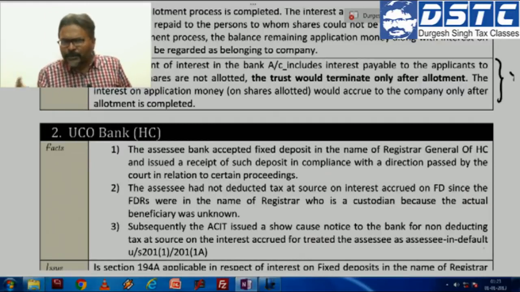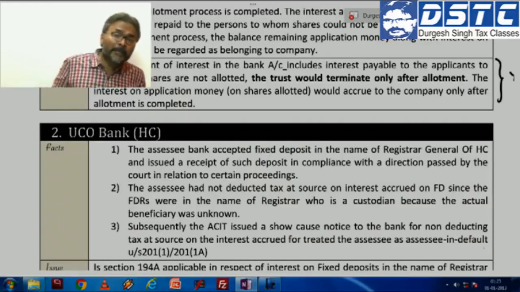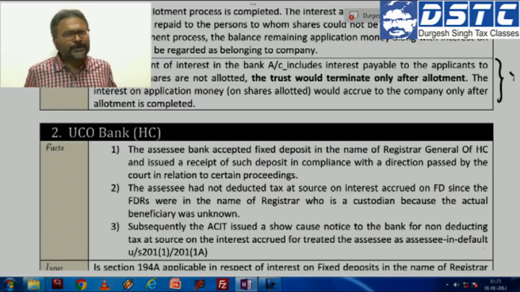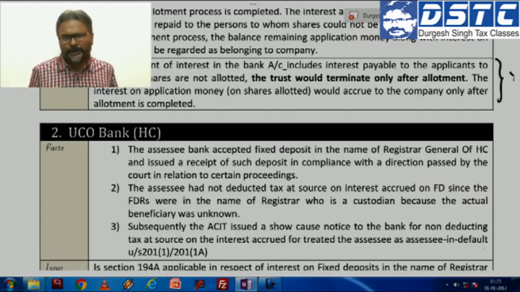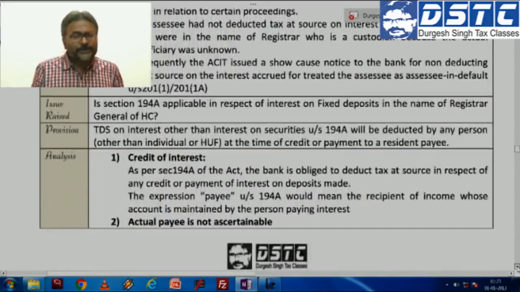The income tax officer in the meantime gave a notice to the bank, making the bank an assessee in default, suggesting that on the interest which got accrued in this FD account in the name of the Registrar General of the High Court, non-deduction of TDS will make you an assessee in default. This was primarily the objection of the income tax department, and accordingly the judgment came.